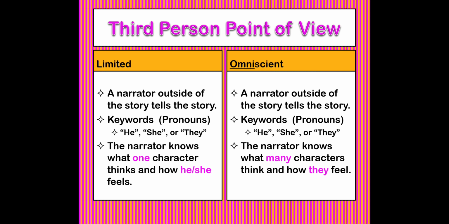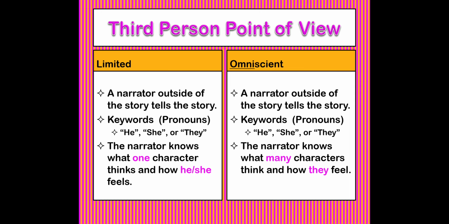Now, after identifying if it is first person, second person, or third person point of view, if you identify it as being third person point of view, next you have to determine if it's third person limited or omniscient. Limited: a narrator outside of the story tells the story, which qualifies it for being third person point of view, and it's the same in omniscient. It has the same keyword pronouns, he, she, or they.